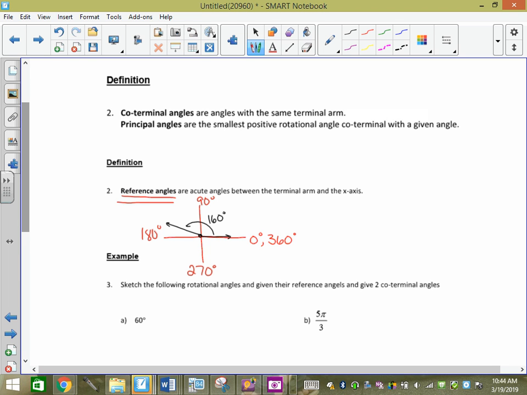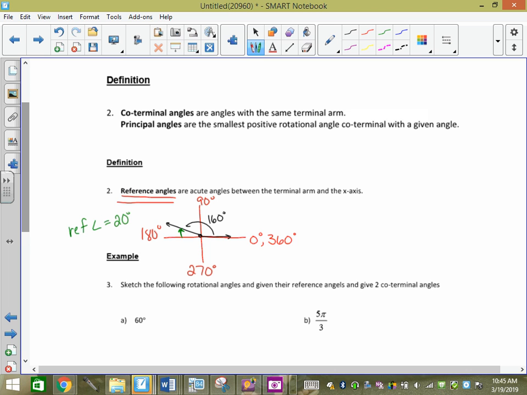My reference angle is always the little angle that falls between my terminal arm and the x-axis. So this one would be a reference angle of 20 degrees, because this right here, this little green angle, is 20.